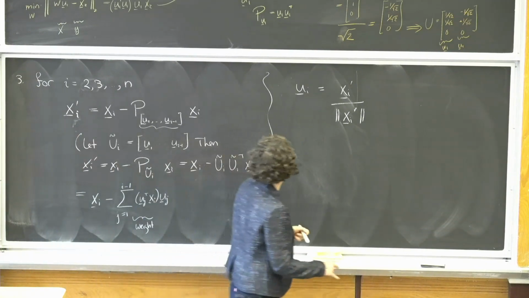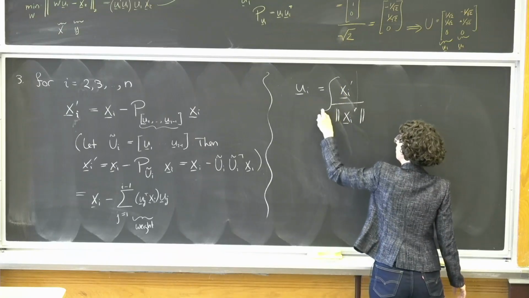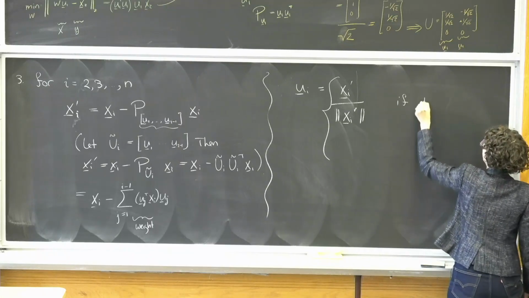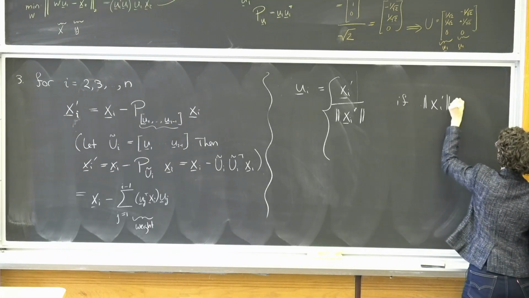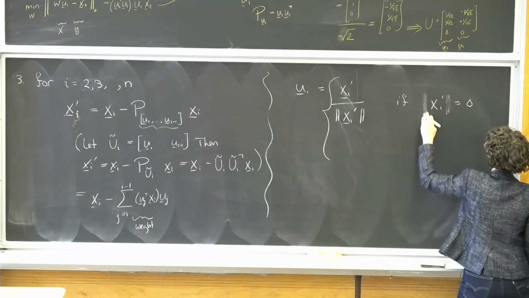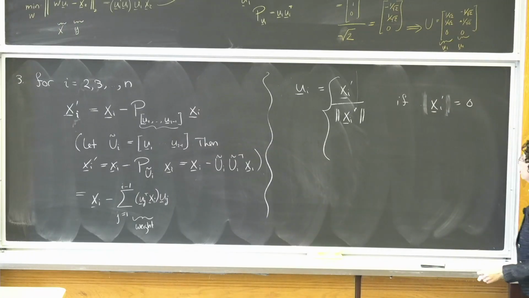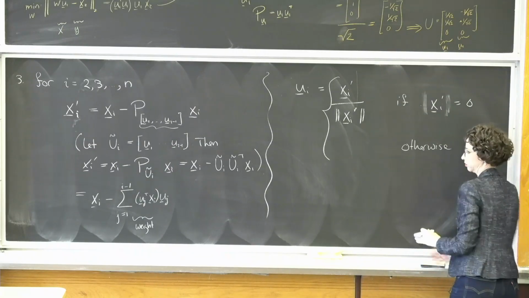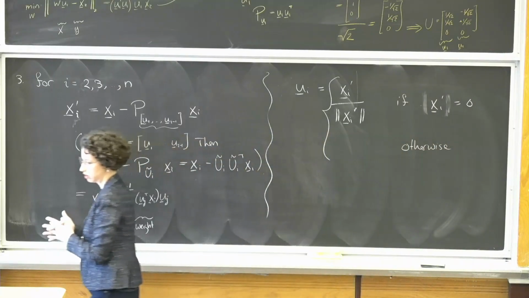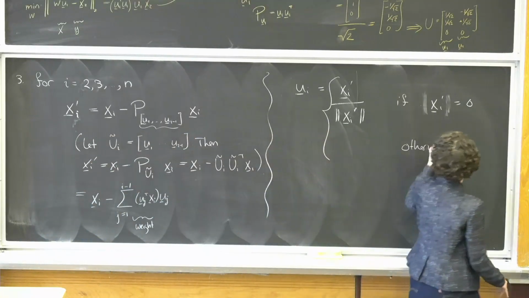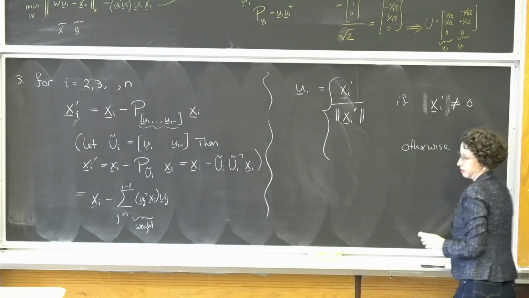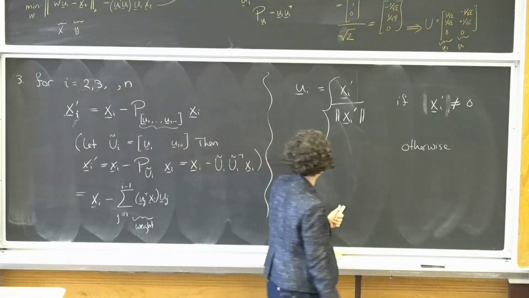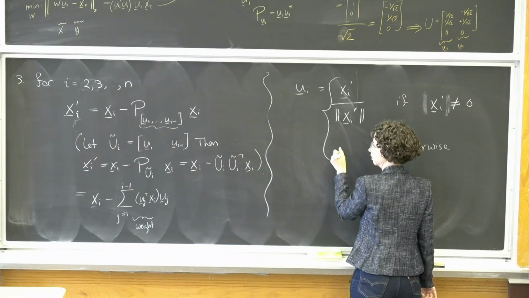I want to be a tiny bit careful here because this is nominally what we would like to do, but we are only going to do this if the norm of xi prime is not equal to 0, or I don't even need the norm, as long as xi prime is not equal to 0. Did I say equal to 0? Yeah, I meant not equal to 0. Thank you very much. And otherwise, we want to skip it. So I'm just going to say that ui is going to be the 0 vector.